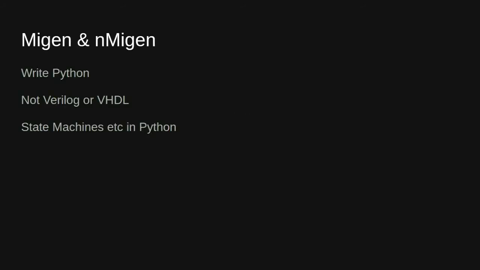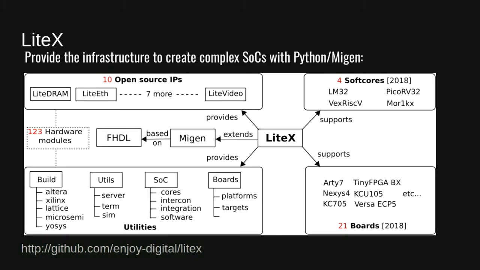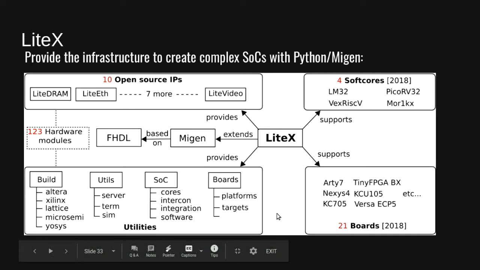And moving on to integration. LiteX, so I think Tim Ansell has mentioned this a lot in his previous talk. It's written in Migen. You write your hardware description language in Python, not in Verilog or VHDL. You can do your state machines in Python. It allows you to create really complicated systems on chips. Some of the current soft cores are already supported. There's two RISC-V cores there, an OpenRISC core, something from LatticeMico, a bunch of open source IPs, a lot of boards that it supports, and you can do simulation. You can pretty much target any FPGA on it.